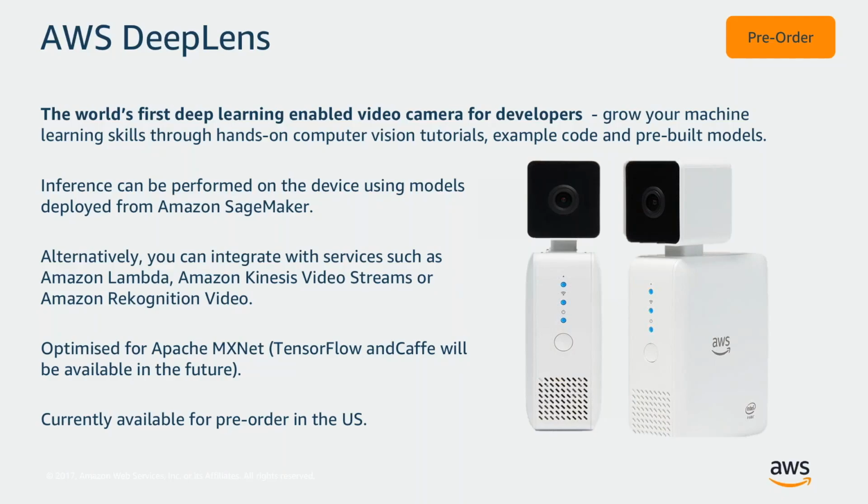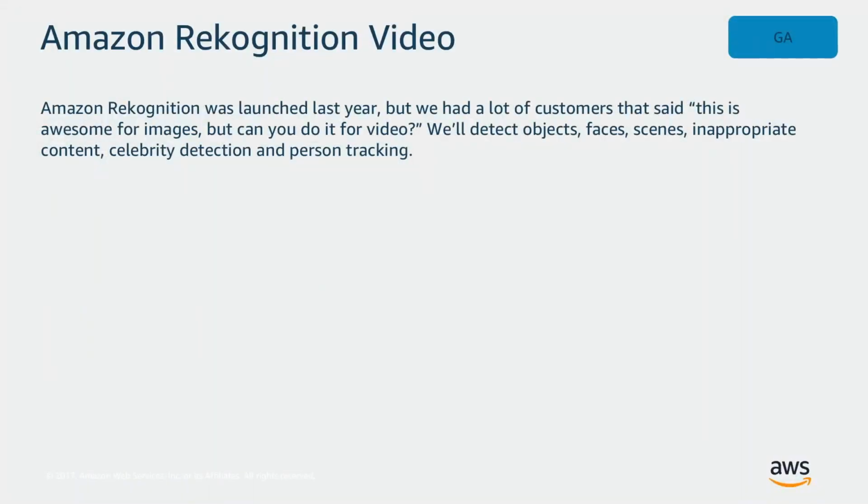The device also seamlessly integrates with a multitude of AWS services. A couple of examples that I'll briefly touch on include AWS Lambda, as the deep learning models in DeepLens can run as a part of an AWS Lambda function. Content from the camera can also be streamed into the Amazon Kinesis Video Streams service, or more advanced video analysis can be achieved by using Amazon Rekognition Video, both of which we'll cover later in this webinar. At this stage, the devices are only available for pre-order within the United States.